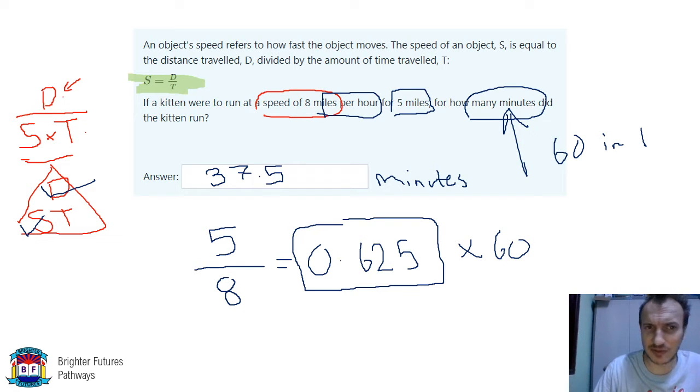We use speed equals distance over time, but we change the formula because we're given the distance and the speed, not the time. And then remember to always check your units. Are you dealing in hours and minutes? Then you need to multiply by 60.